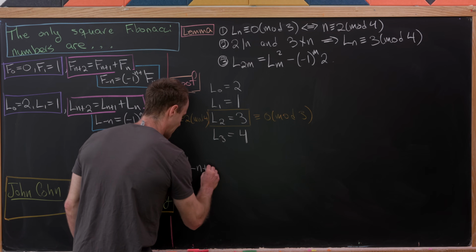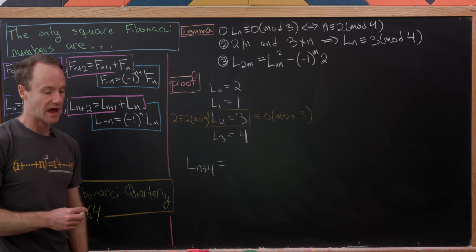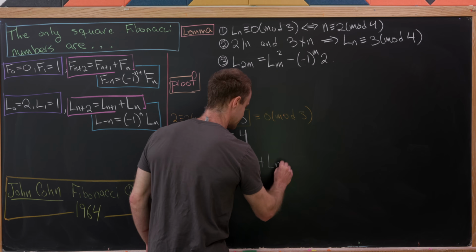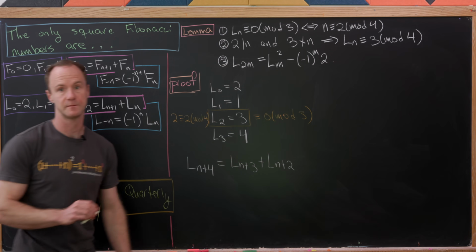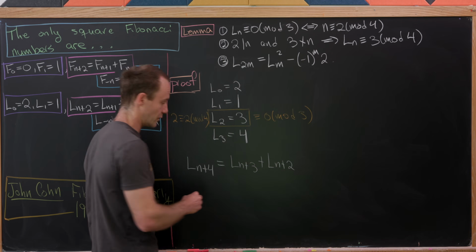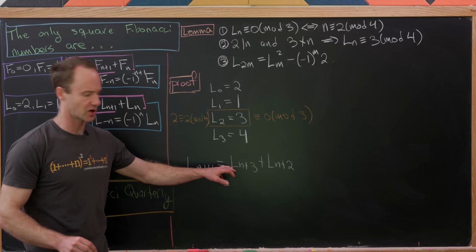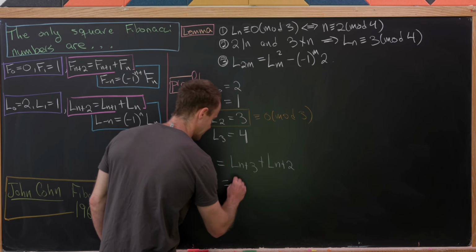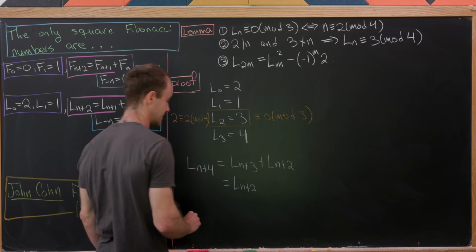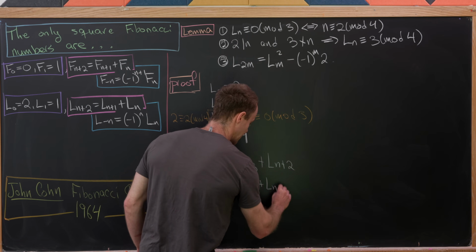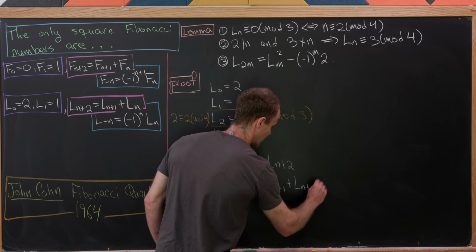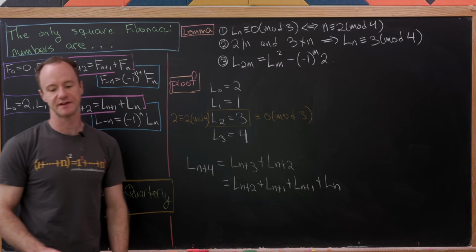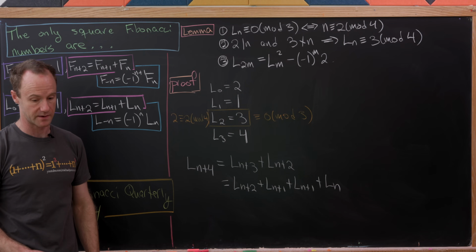So we'll start with L sub n plus 4, and we'll note that we can write that as L sub n plus 3 plus L sub n plus 2. And then from there, we can apply the recursion to this L sub n plus 3, as well as this L sub n plus 2. So that'll be L sub n plus 2, we'll have L sub n plus 1, and then L sub n. So we got 2 copies of that L sub n plus 1.